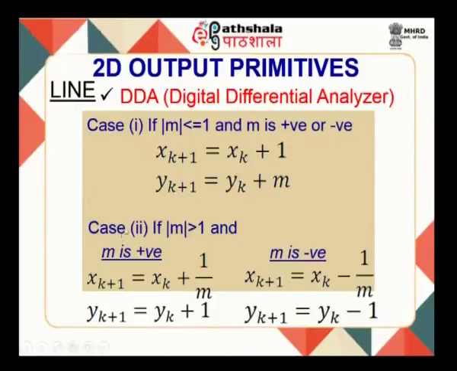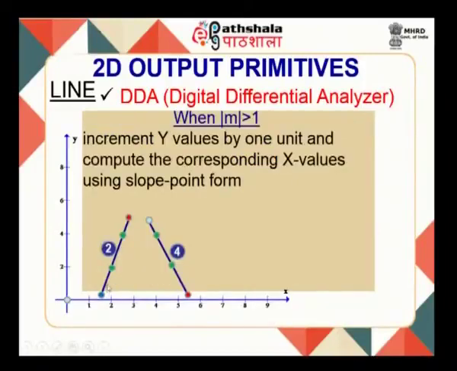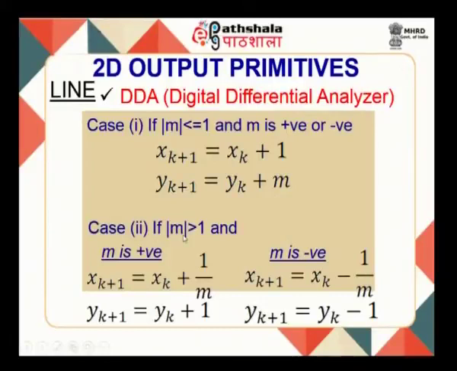Now come to case 2, where we assume that the line slopes are greater than 1. You recollect the line types 2 and 4. They have slopes greater than 1. If m is positive, that is line type 2. Because the lines are more inclined towards the y axis, we will be sampling the line at unit y intervals along the y axis. So, the next y value is 1 higher than the previous y value.